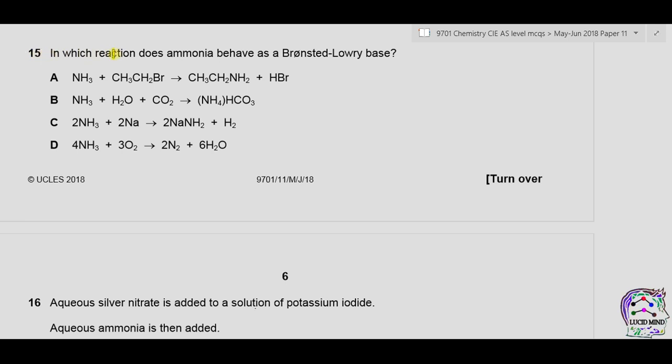Question 15. In which reaction does ammonia behave as Bronsted-Lowry base? Now you should remember that Bronsted-Lowry base is proton acceptor. In A we have NH3 and then it changes into NH2, so one hydrogen is lost, so therefore this is not behaving as Bronsted-Lowry base.